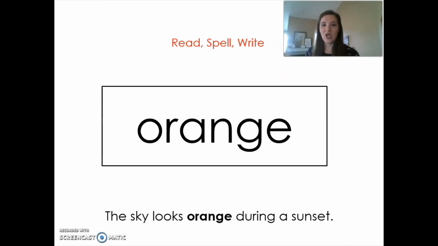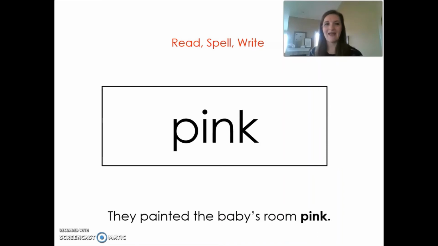The next word is orange. Orange. Let's spell it together. O R A N G E. Orange. The sky looks orange during a sunset. And finally, the word is pink. Let's spell it together. P I N K. Pink. They painted the baby's room pink. We see that often with little baby girls.